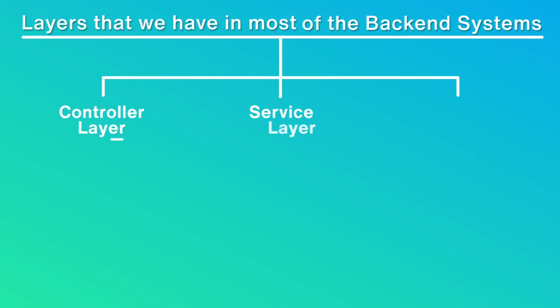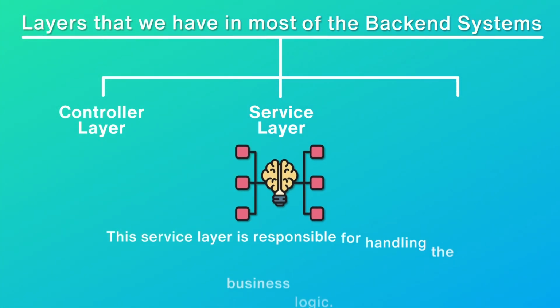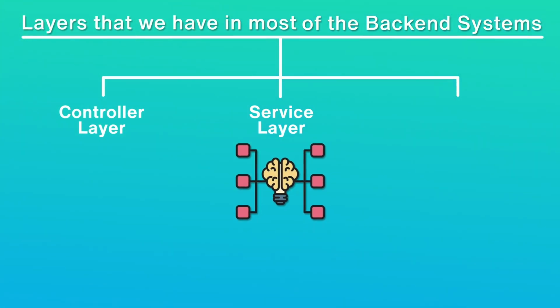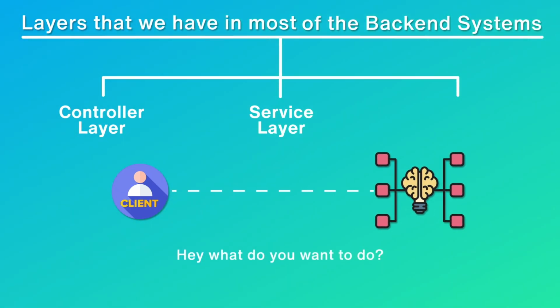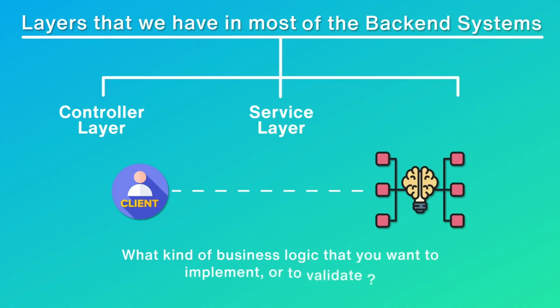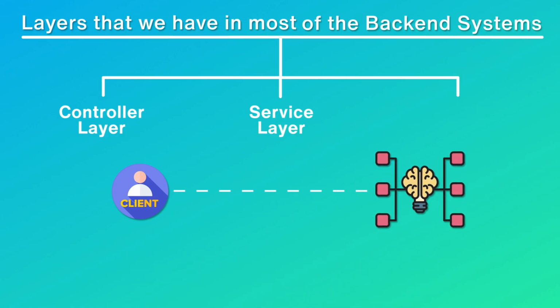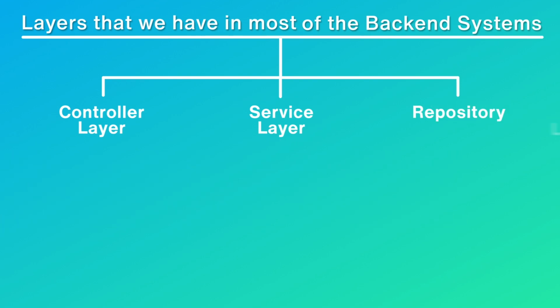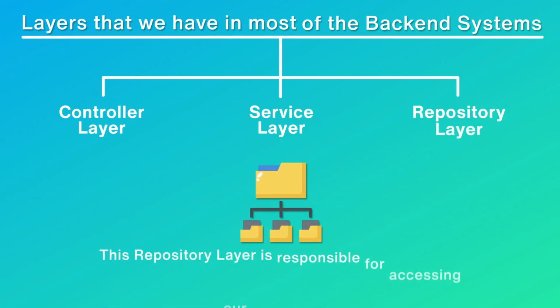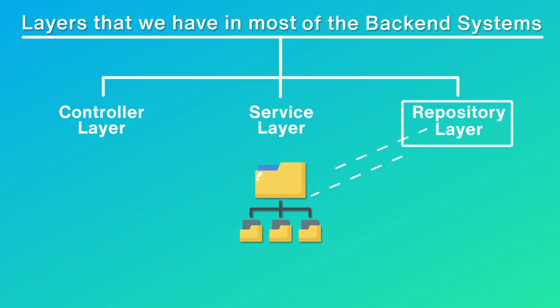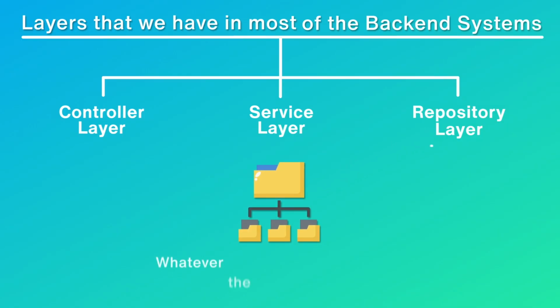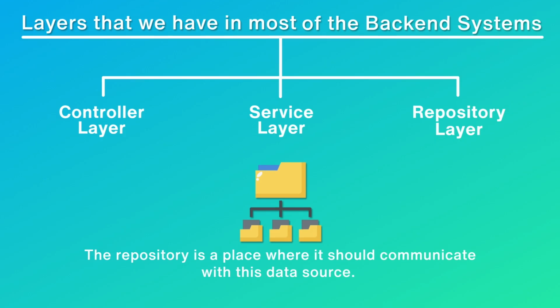We also have the service layer. This service layer is responsible for handling the business logic. It's responsible for taking the request from the client. Hey, what do you want to do? What kind of business logic do you want to implement, to validate? Whatever kind of business logic happens in the service layer. Then we have the repository layer. This repository layer is responsible for accessing our data source. It's responsible for interacting with the data source. Whatever source you have, the repository is the place where it should communicate with this data source.